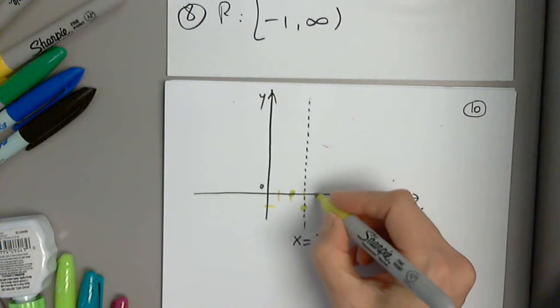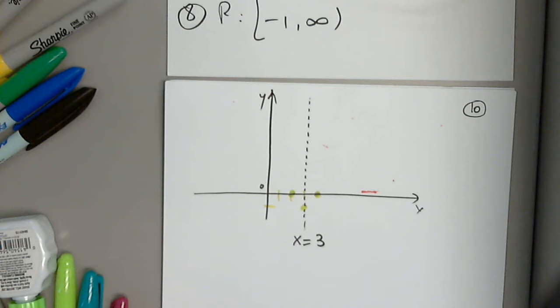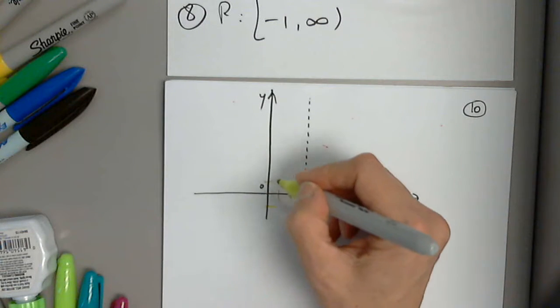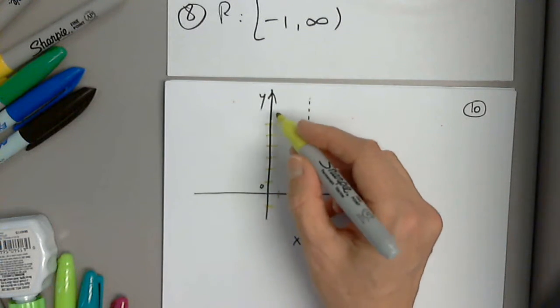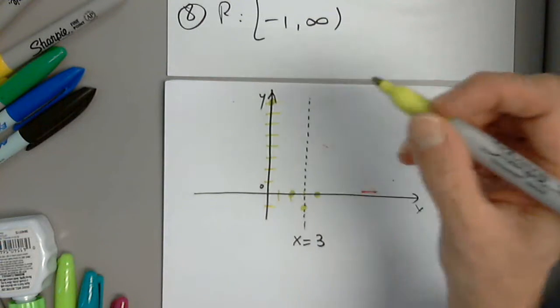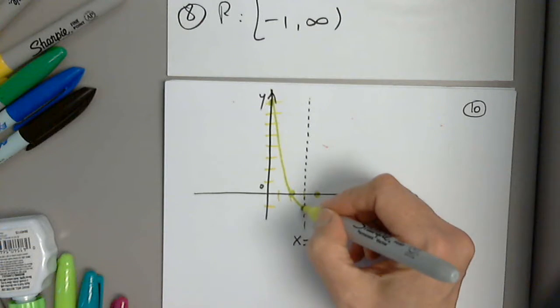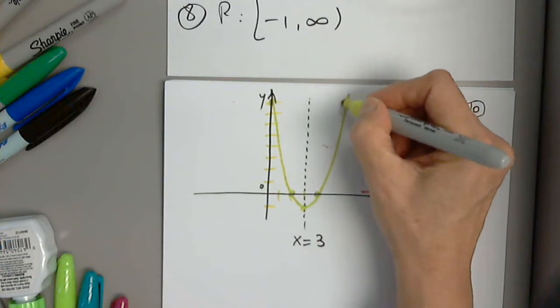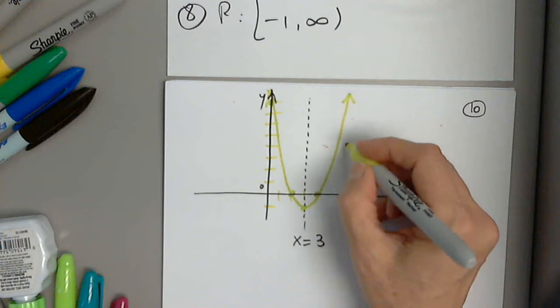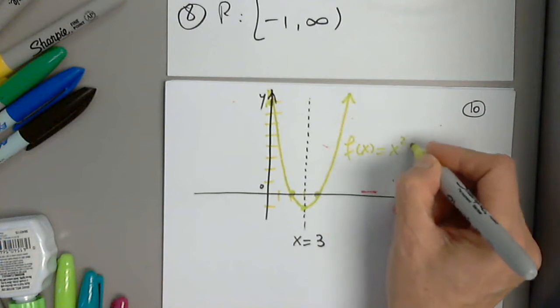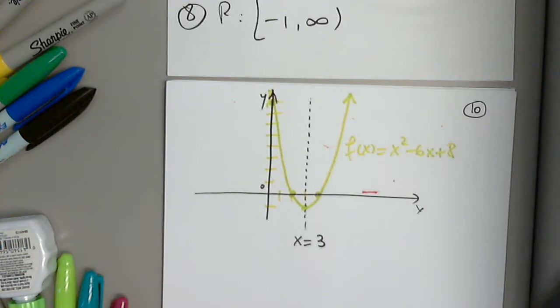So 2, 0, 4, 0, and 0, 8. 1, 2, 3, 4, 5, 6, 7, 8. And here's the parabola. Make it as symmetric as possible. My graph will never be perfect, but I have to write next to it what it represents, so I don't forget what I graphed. Any questions? Any questions?